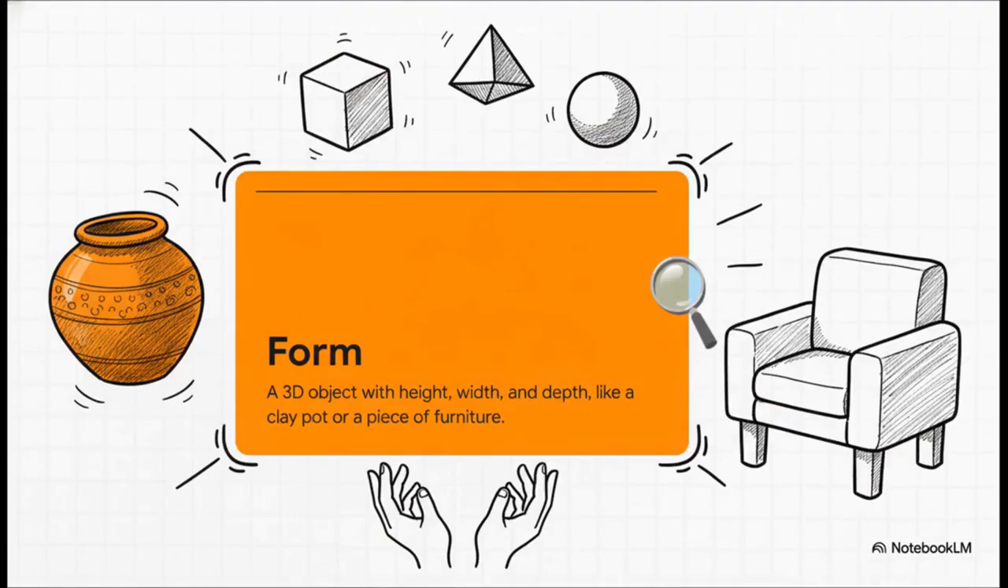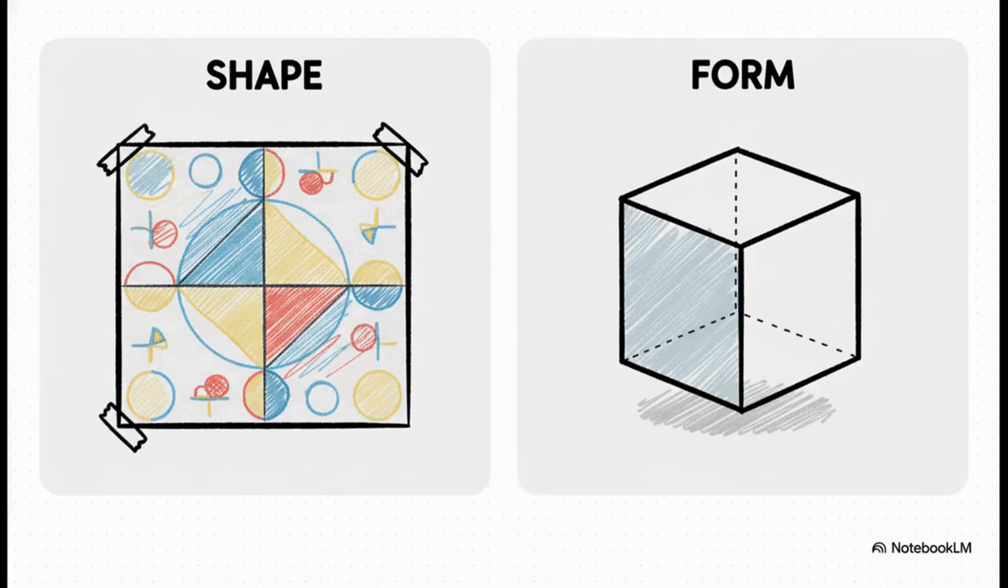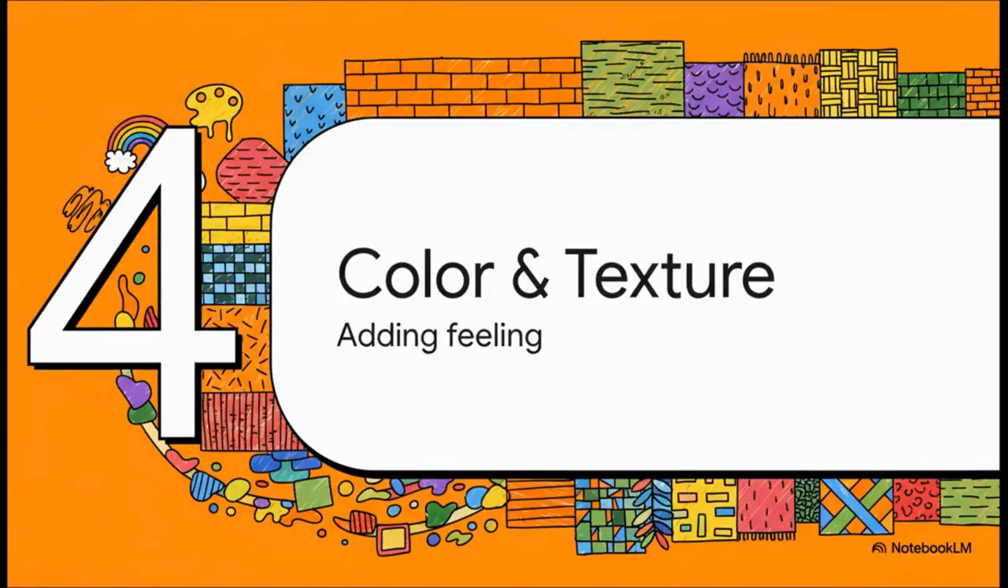Form, on the other hand, literally steps out from the page. It's a 3-dimensional object. It has height, width, and depth. Think of something you can actually hold, like a handmade clay pot, or something that takes up room, like a chair. So here's the simplest way to remember the difference. A shape, like a drawing of a circle, exists on a surface. It's totally flat. But a form, like a real-life ball, actually occupies space. That's the big difference.